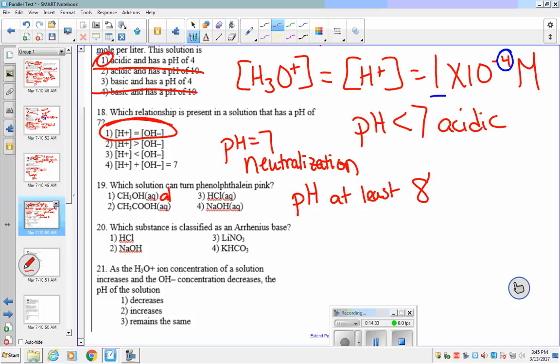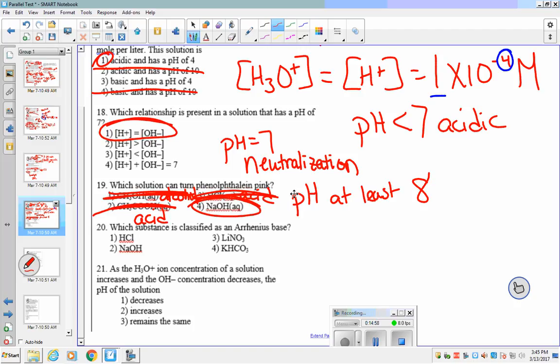This is an alcohol. Alcohols are neutral, their pH is 7. This is an acid. An acid has a pH below 7. This is an acid. pH below 7. NaOH is a base. pH will be above 7, probably likely above 8 as well.